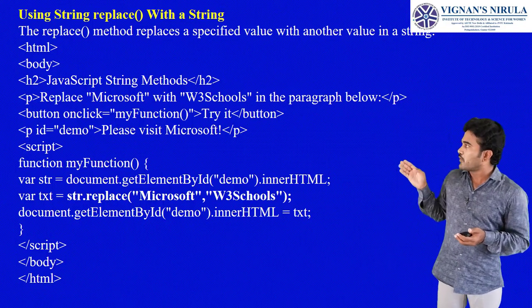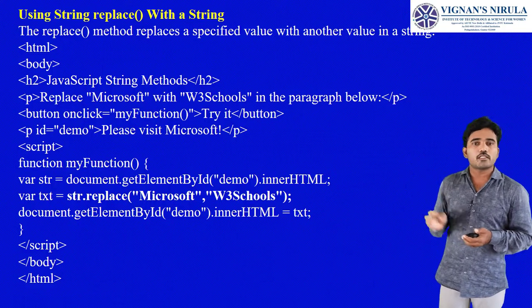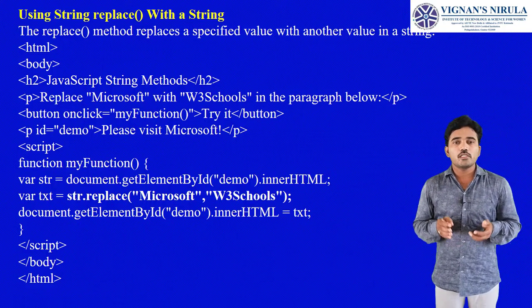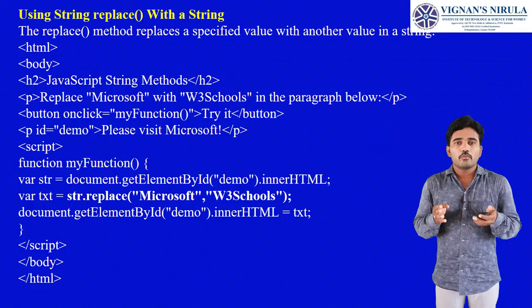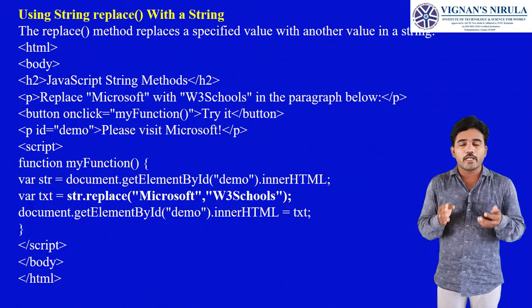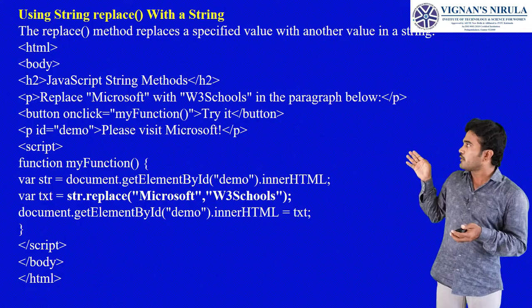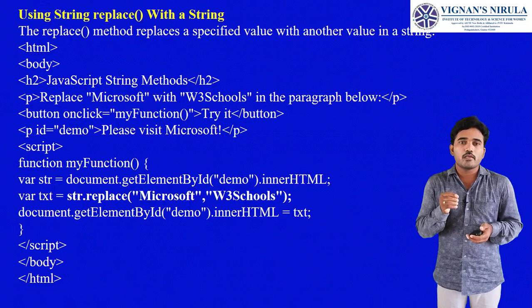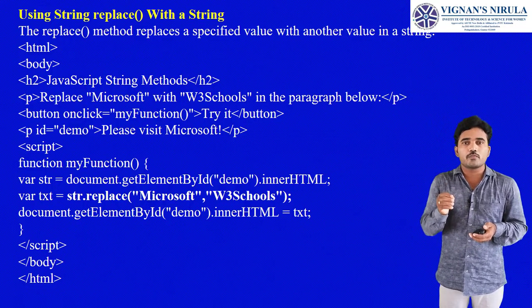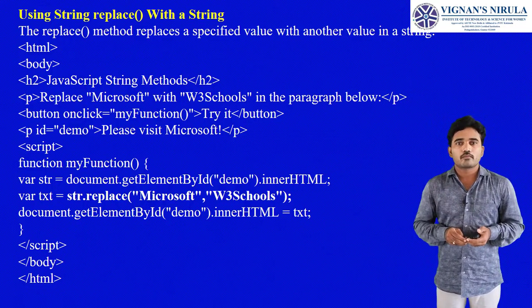In that I have created a variable, that is str. For that str, I am getting the value by using document.getElementById, where the ID for the paragraph I have used is demo, dot innerHTML. So in the str variable you will have the string, that is please visit Microsoft.